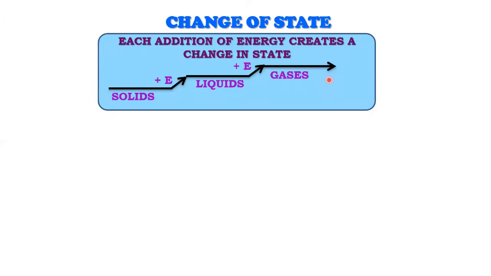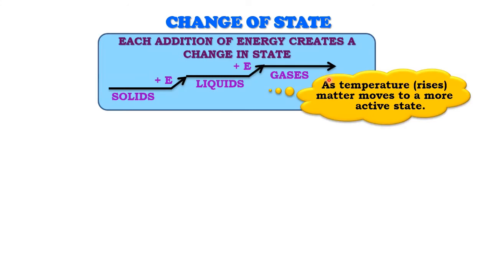Okay, so each and everything is only the play of what? It's the play of intermolecular spaces. So by applying heat energy, we're simply increasing the kinetic energy of the particles. As temperature rises, matter moves to a more active state.